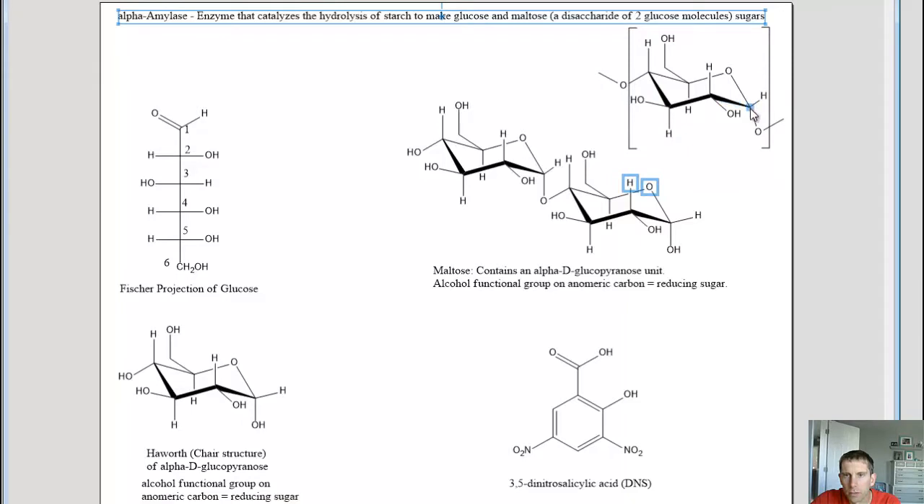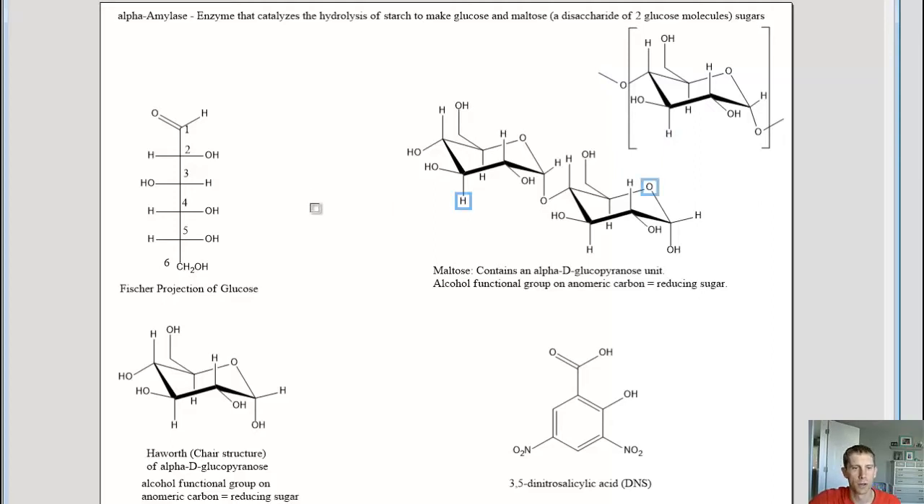So looking at this carbon right here, this is an alpha carbon. Our oxygen is on the opposite side of our CH2OH, and it's linking from its 1 position to the 4 position of the next glucose molecule, which, based on the brackets here of our polymer, would be this bond right here, which is connected to an oxygen, which links carbon number 4 of the next. So this is another representation of that polymer.